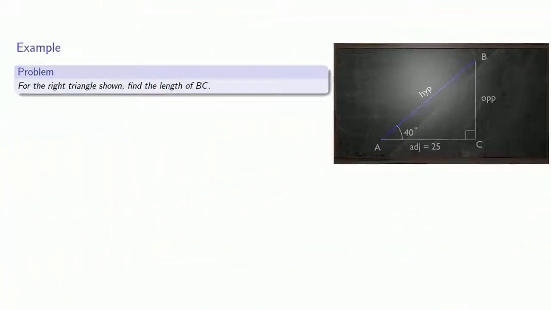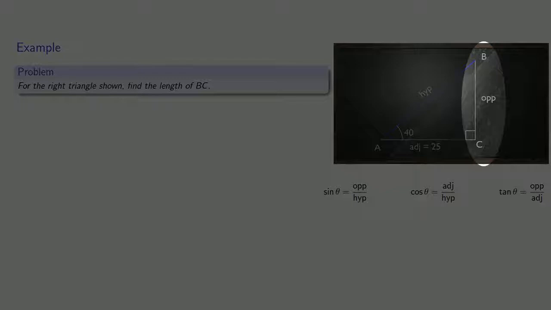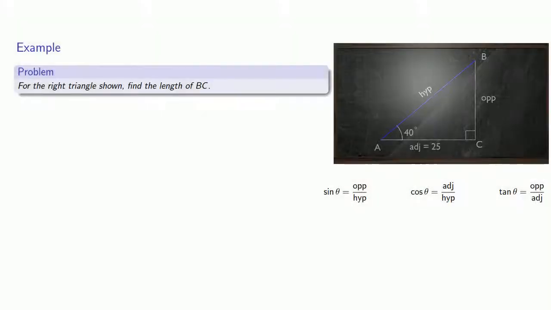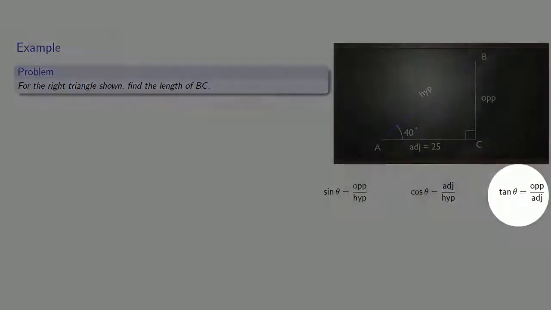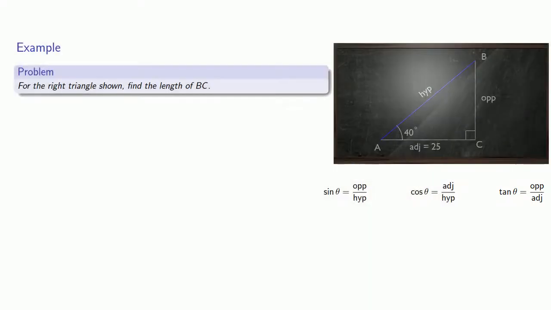Now we'll pull in our definitions of the three trigonometric ratios for reference. And we see that the side BC that we want is what we're calling the opposite side, and that the other length that we have is the adjacent side. So that means tangent is going to be the most useful. So we can set up our equation. We know that the tangent of an angle is equal to the length of the opposite side divided by the length of the adjacent side. The angle itself has a measure of 40 degrees, and the adjacent side has a length of 25. And so a little algebra tells us that the opposite side has a length 25 times tangent of 40 degrees, or about 20.9775.